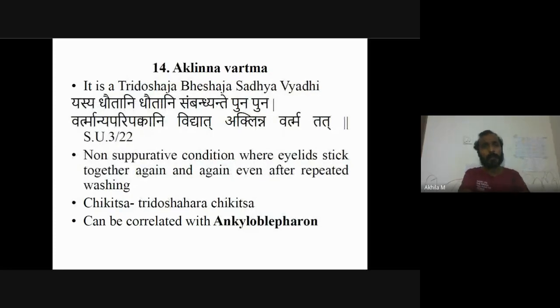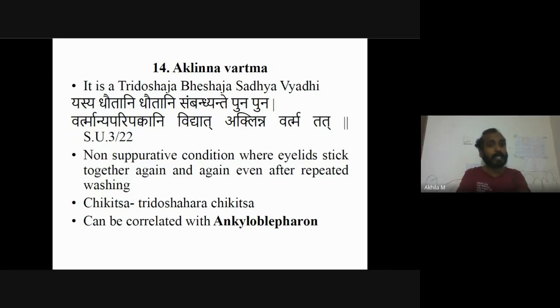Now aklinna varma, from the name itself you can understand that there won't be any klinnatvam. Aklinna varma is also told among the Sushruta's Tridoshaja, Bheshaja Sadhya Vyadhi. There won't be any suppuration, there won't be any infection. But the eyelids are stuck together because of the condition, without any infection.